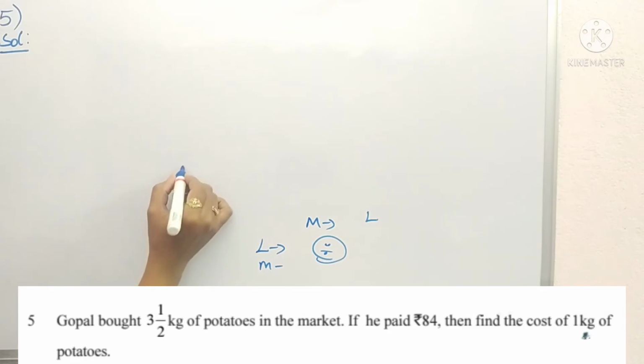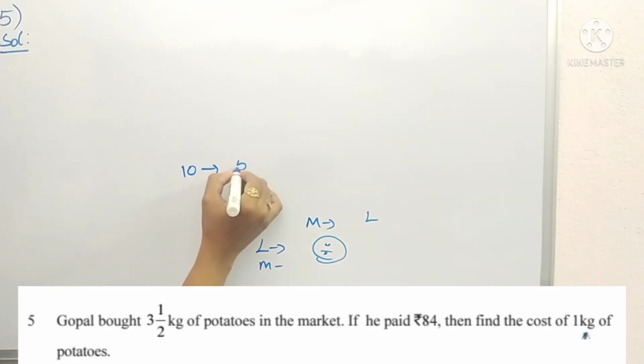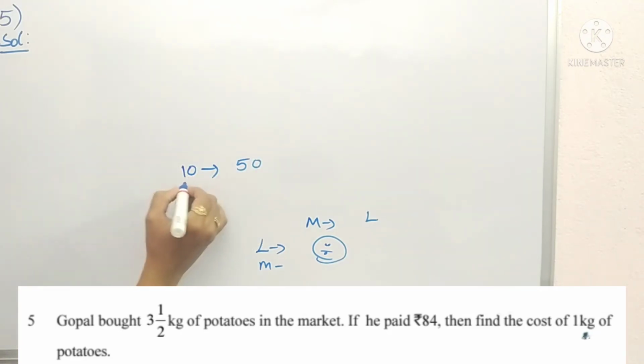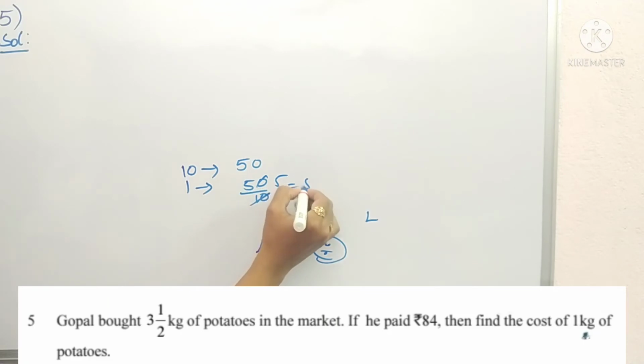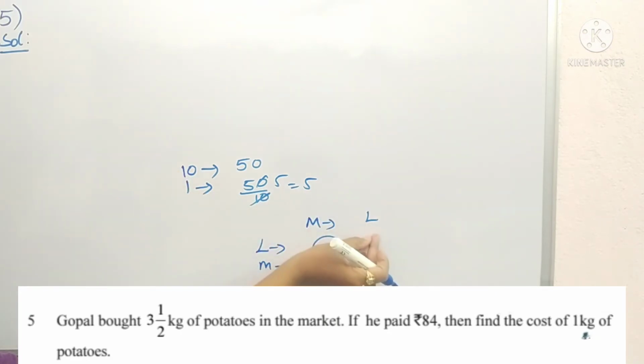So for example, the cost of 10 apples is 50 rupees. What is the cost of 1 apple? Well, division only, 50 by 10, 5 rupees. Okay. So when more quantity is given and we have to find out less, in that case we will do the division. So here, how many kgs of potatoes did Gopal buy?